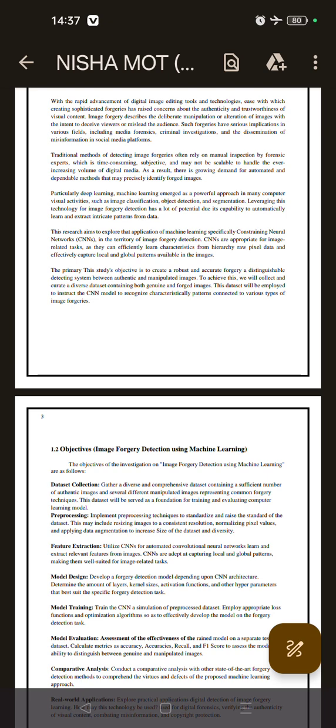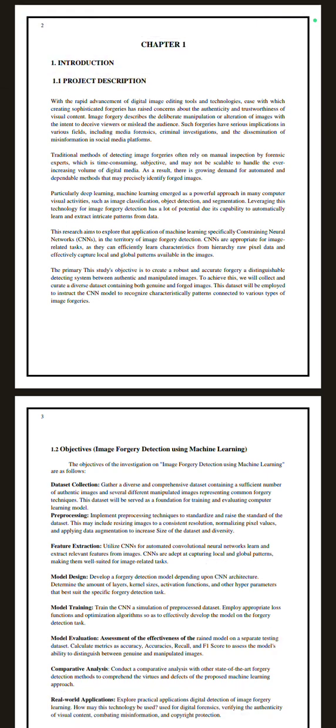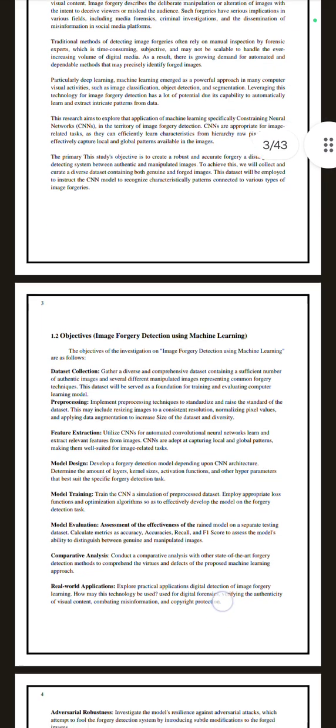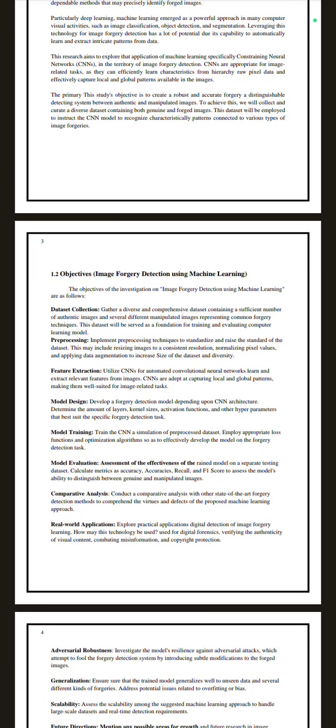collect and curate a diverse dataset containing both genuine and forged images. This dataset will be employed to train the CNN model to recognize the characteristic patterns connected to various types of image forgery. So, the objectives of image forgery detection using machine learning are dataset collection, preprocessing, feature extraction, model design, model training, model evaluation, comparative analysis, real-world application, adversarial robustness, generalization, and scalability.